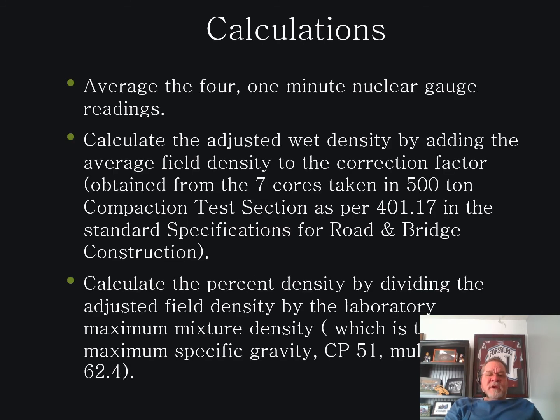Average the 4 1-minute readings. Calculate by adding the field density obtained from your compaction test section. Calculate percent density by dividing the field density by the laboratory max.